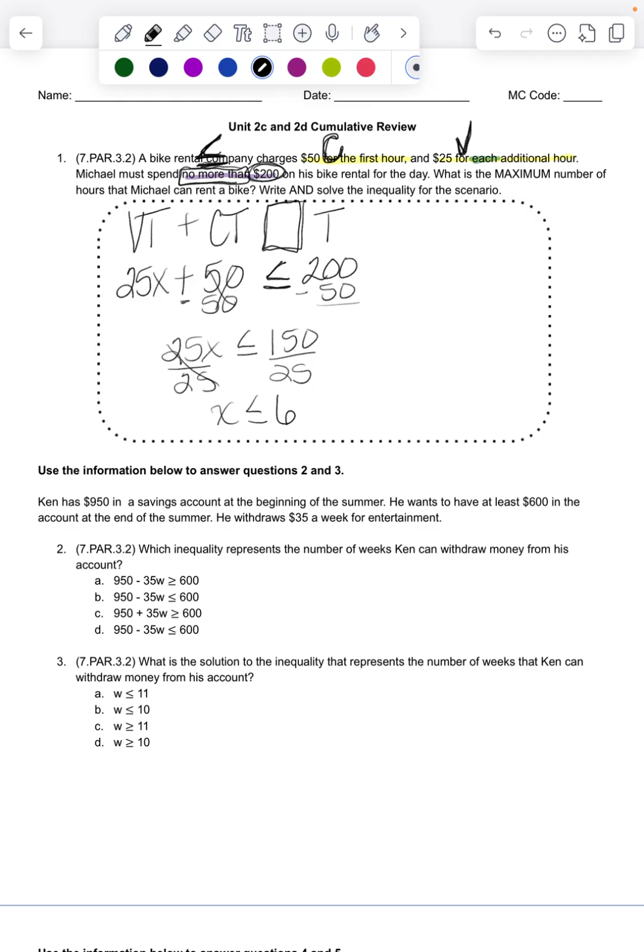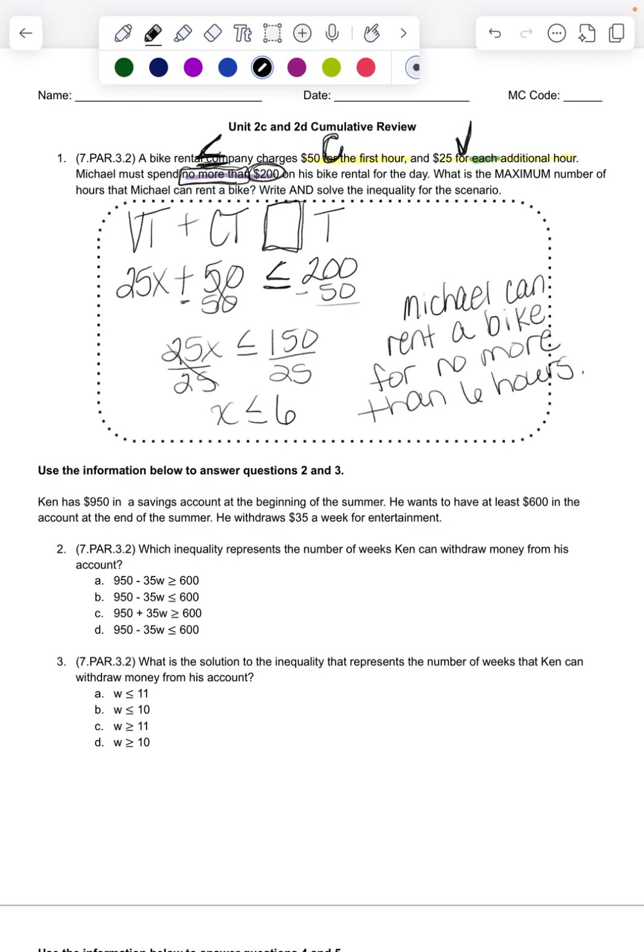So we're going to write us a statement that says, Michael can rent a bike for no more than 6 hours.